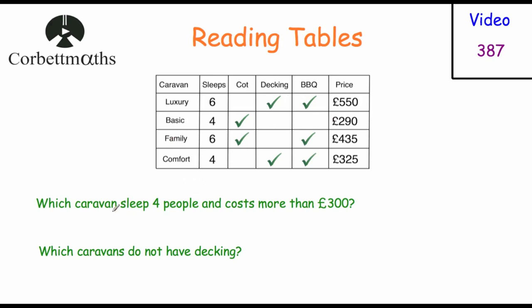And the first question says, which caravan sleeps 4 people and costs more than £300? So let's look at the caravans that sleep 4 people. So we've got basic here and we've got comfort here. And the question says more than £300. So we've either got basic or comfort. And the basic one costs £290 and the comfort one costs £325. So which caravan sleeps exactly 4 people and costs more than £300? That's going to be the comfort caravan. So comfort.